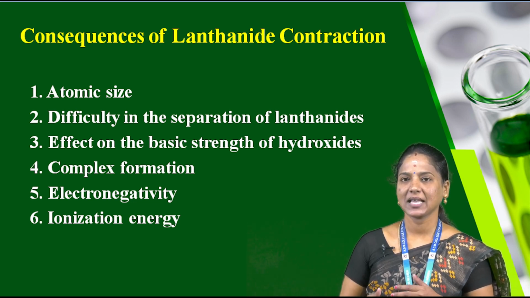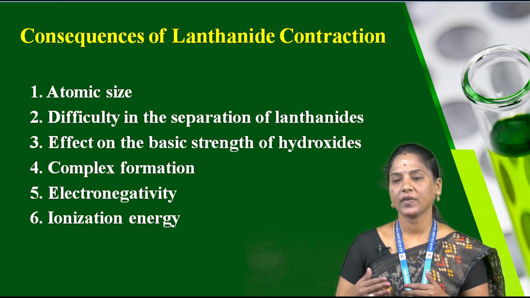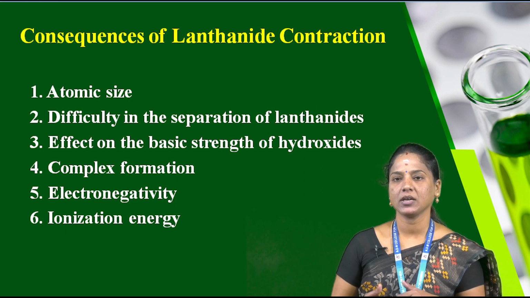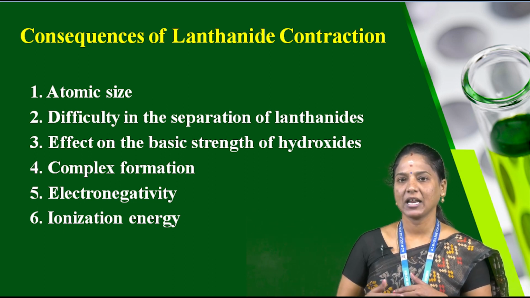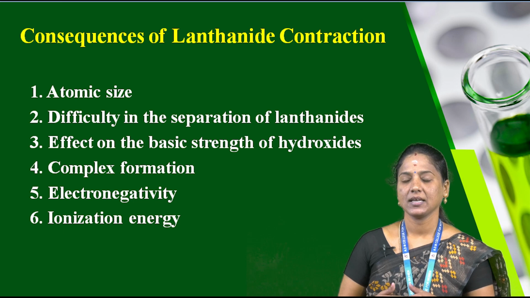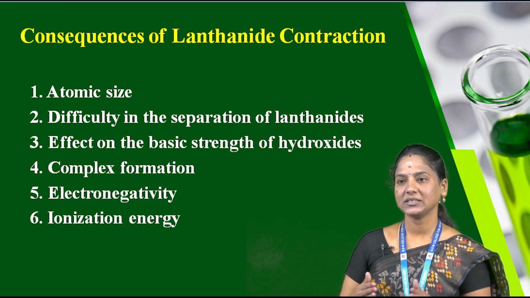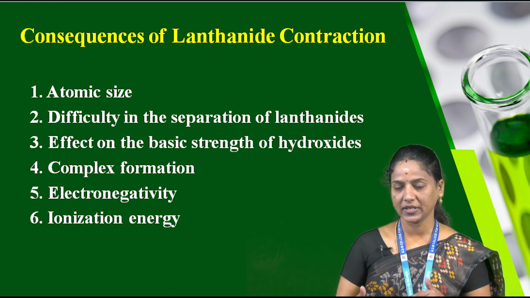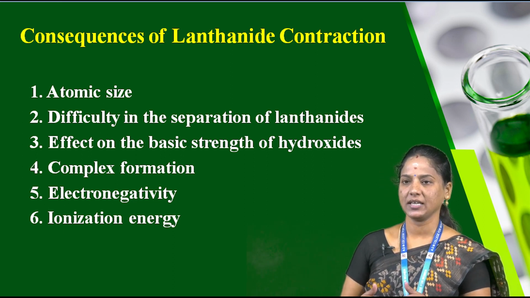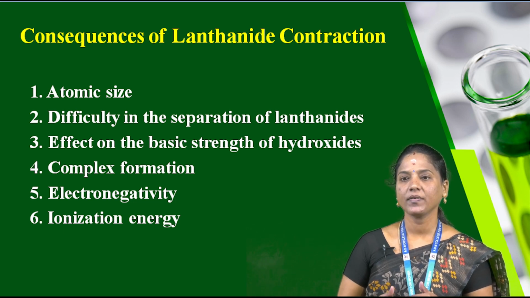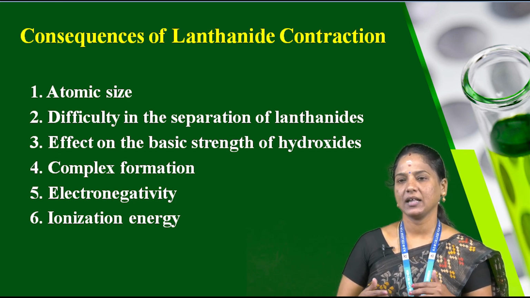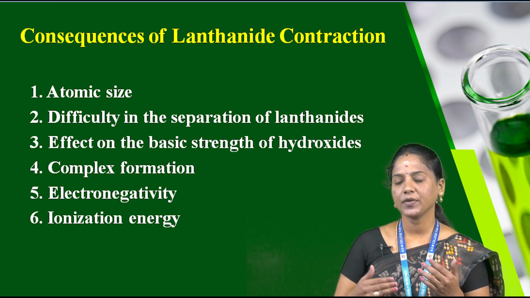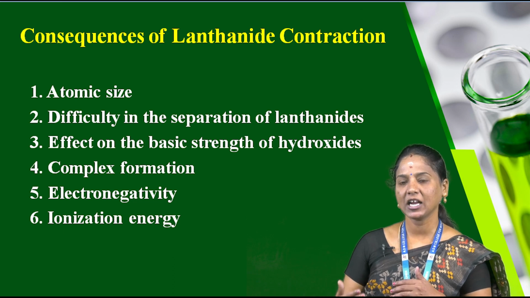Next, the consequences of lanthanide contraction. The following points will clearly depict the effect of lanthanide contraction. First one is the atomic size, difficulty in the separation of lanthanides, effect on the basic strength of hydroxides, complex formation, and the ionization energy of d-block elements. First one is atomic size. The size of the atom of the third transition series is nearly the same as that of the atom of the second transition series. For example, the radius of hafnium and zirconium, and the radius of niobium and tantalum, etc.